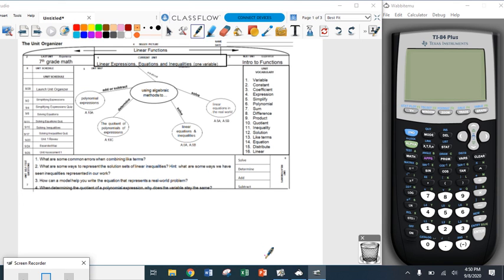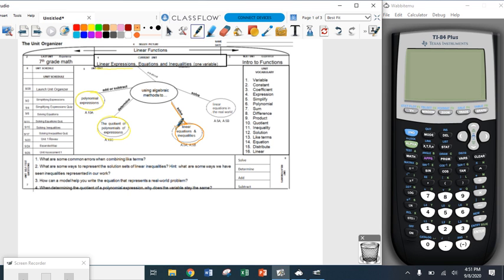This unit is about linear functions, including linear expressions, equations, and inequalities. Last week, we talked about linear expressions, and we used them to add or subtract polynomial expressions and to determine the quotient of polynomial expressions when we divide. This week, we've been talking about solving linear equations. Remember, the only difference between an expression and an equation is that an equation has an equal sign. This can be equal to another expression or a number.